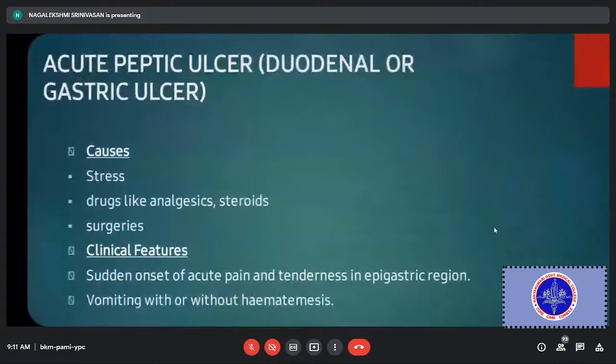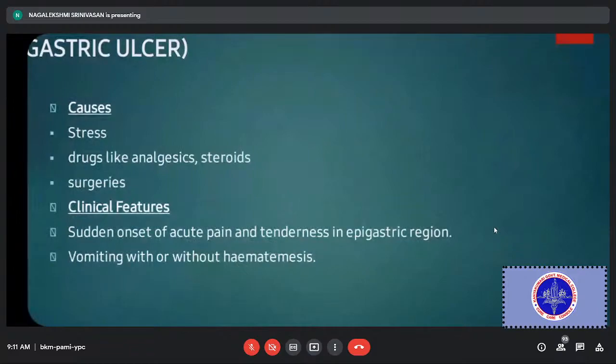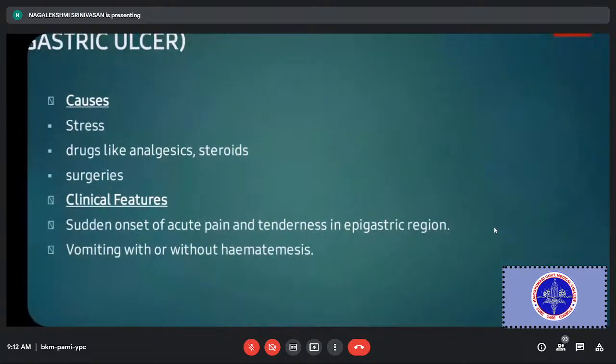Now, acute peptic ulcer can be a duodenal ulcer or a gastric ulcer. What are the common causes? As we discussed earlier, stress is the commonest, first and foremost cause, then drugs like NSAIDs, that is analgesics and steroids, and next are surgeries. What are the clinical features? There will be onset of acute abdominal pain. Most of the patients come, and even in your leave letters you write that you are taking leave because of stomach pain.